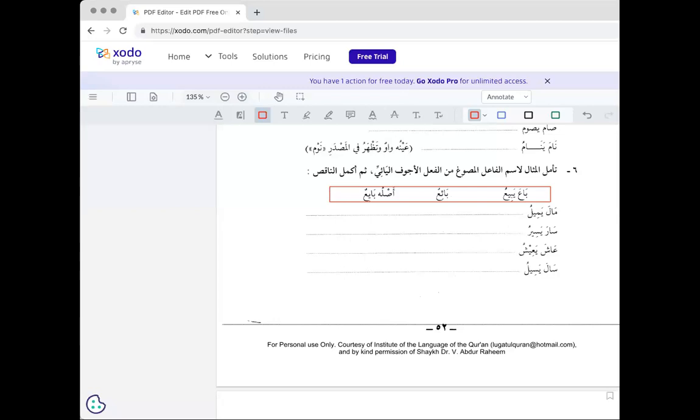So, what is the word? Ism al-fa'il. Sa'ilun. So it is Sa'ilun. Right?